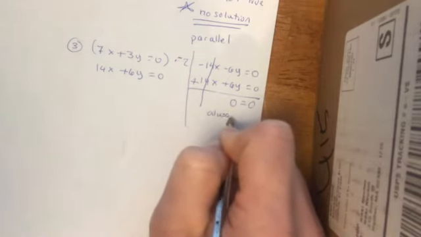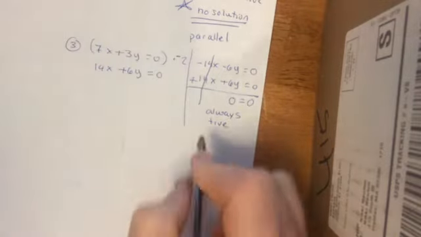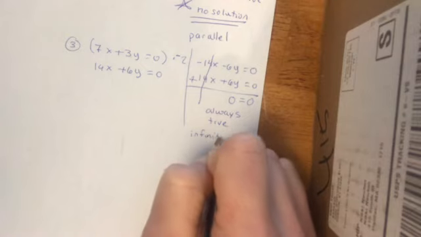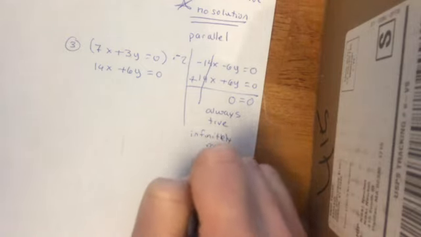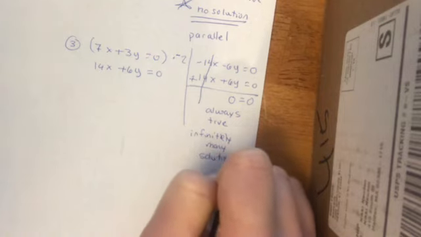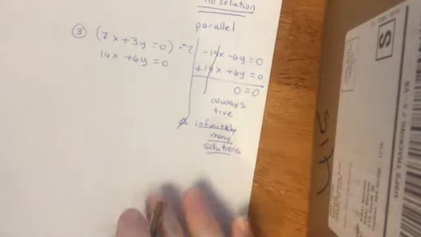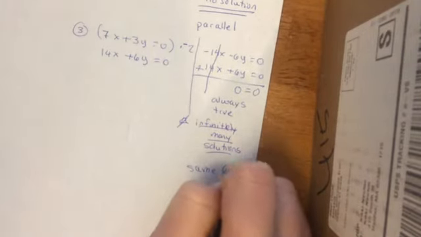That is always true. So remember, when we get something that's always true, that means there are infinitely many solutions. So that's the answer, infinitely many solutions. But remember, that happens when they are the same line. That's not the answer, but just so you know, they're the same line. And that is the end of this lesson.